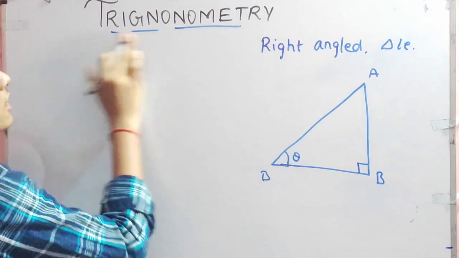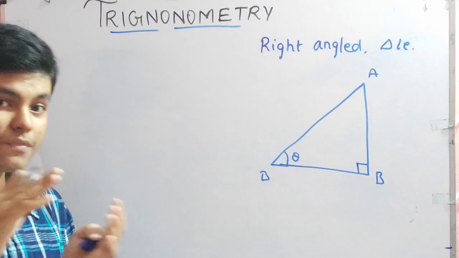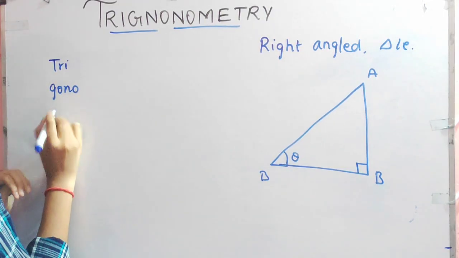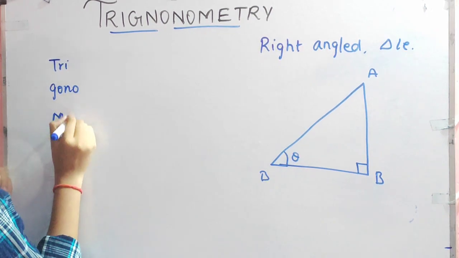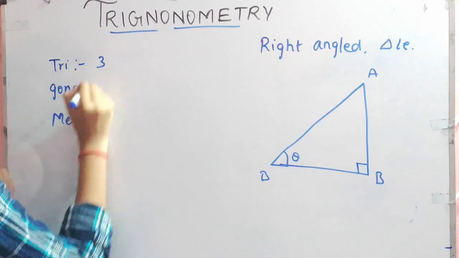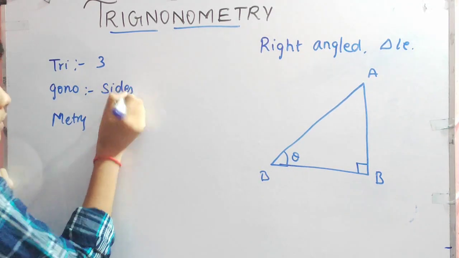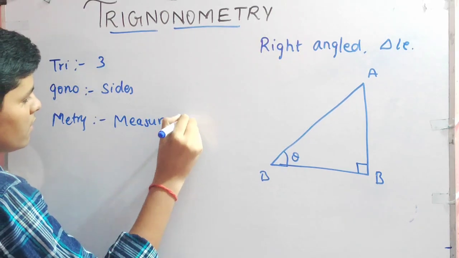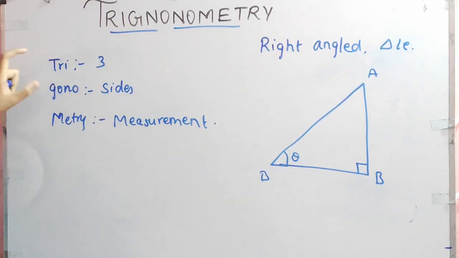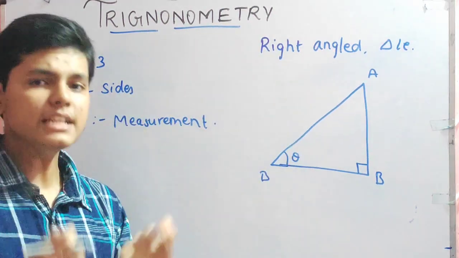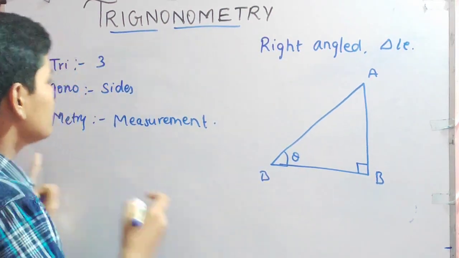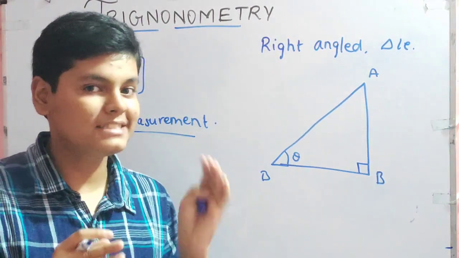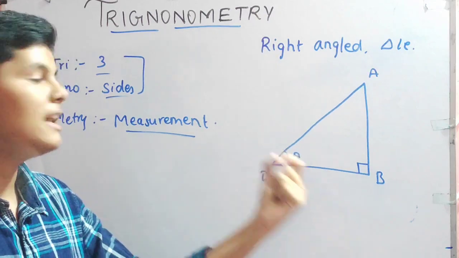Coming to this word, trigonometry. Trigonometry is made up of three different words: tri, gono and metry. Tri means three, gono means sides, or even you can say angle, and metry means measurement. So three sides measurement. Does the word trigonometry represent something like a triangle? Yes. Which shape has three sides? It is a triangle. So the triangle has three sides.